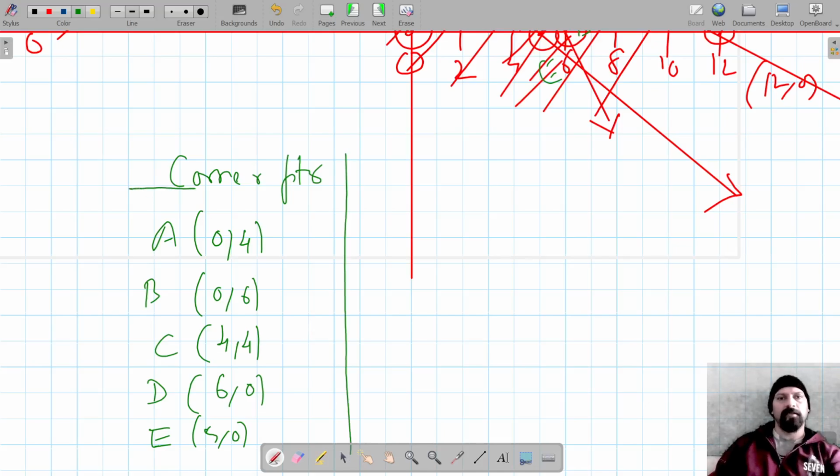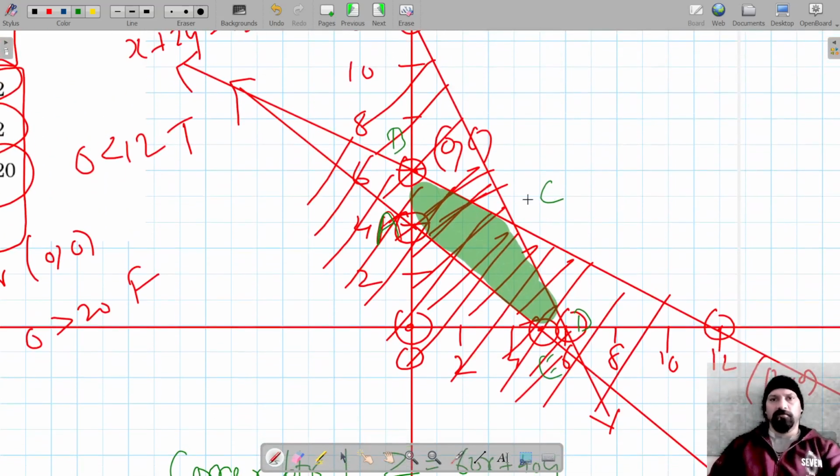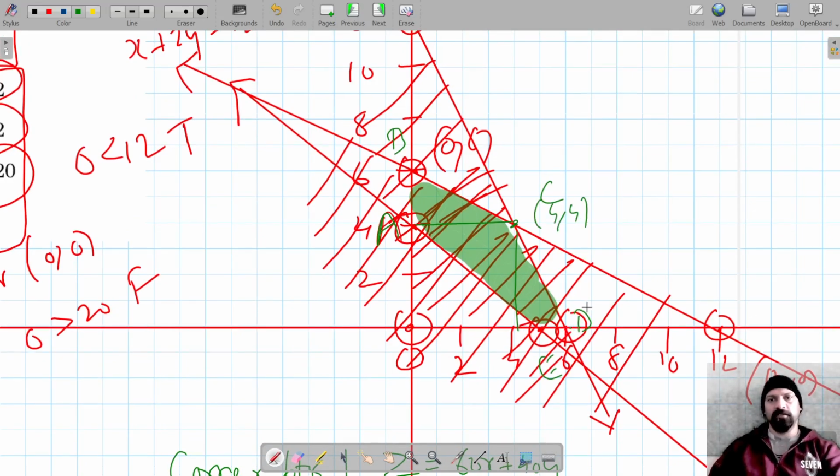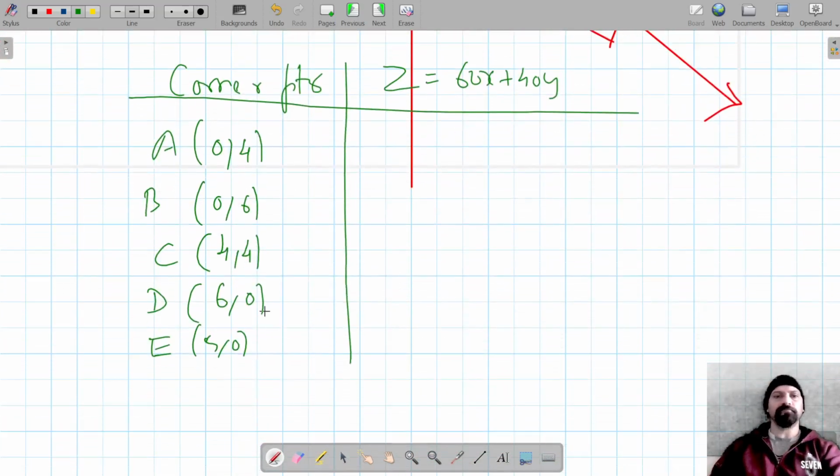Okay, now let's find the value of Z for this. So Z was 60x plus 40y. For C, which has the coordinates (4, 4), this is A, B, C. This is D, which is (6, 0). This is E, which is (5, 0).